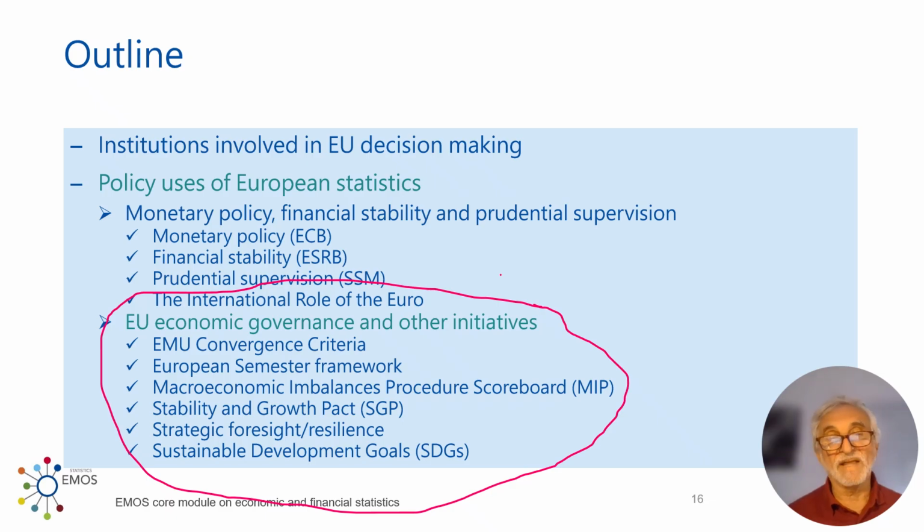And now I want to move to the other part, basically we could say from Frankfurt to Brussels, to EU economic governance and other initiatives which require a lot of data. That data comes to a large extent from Eurostat, from the European statistics system, but also data from the central banking system are being used here.